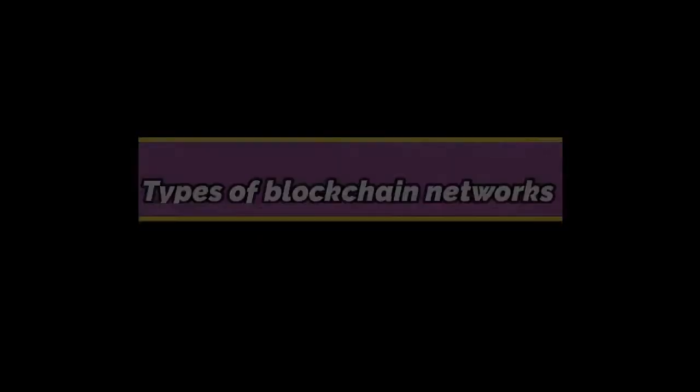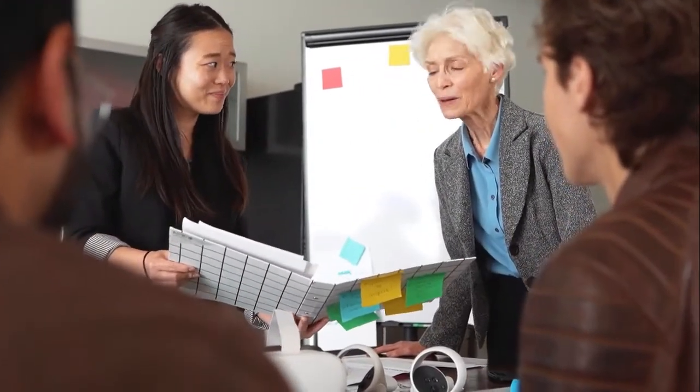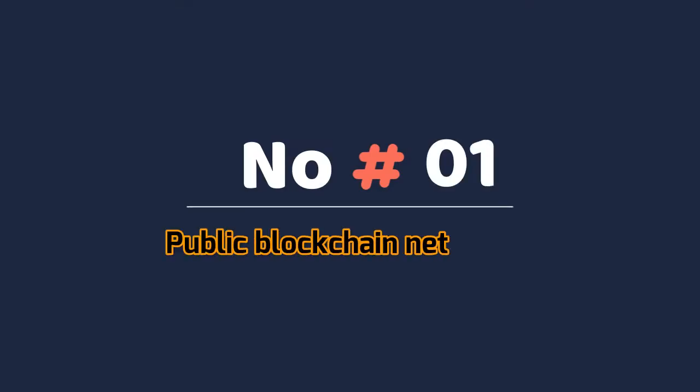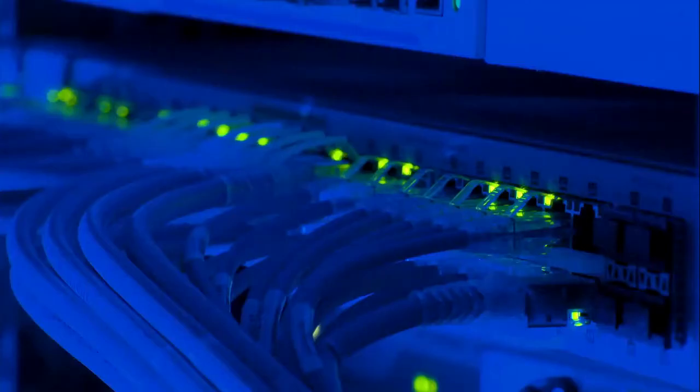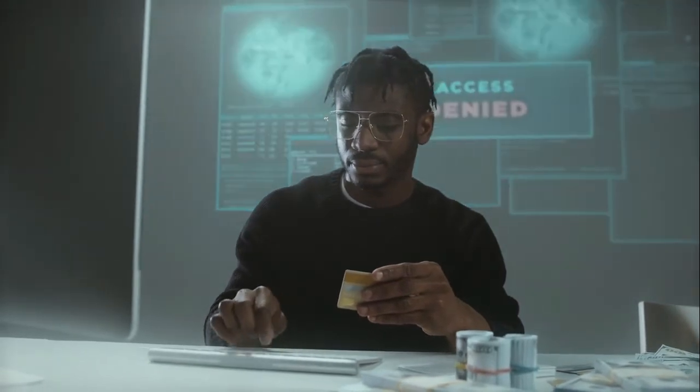Types of blockchain networks. There are several ways to build a blockchain network. They can be public, private, permissioned, or built by a consortium. Number 1. Public blockchain networks. A public blockchain is one that everyone can join and participate in, such as Bitcoin. Drawbacks might include substantial computational power required, little or no privacy for transactions, and weak security.